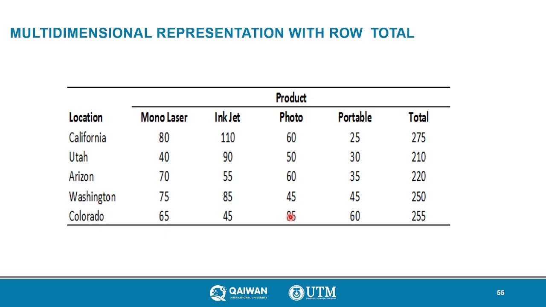Now, multidimensional representation with the raw total. Now we have the location, Colorado, Washington, and so on. Now we have a total. So we would have another dimension: location, product, and a total.